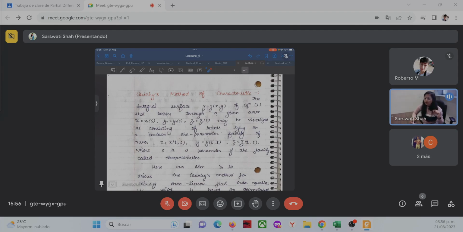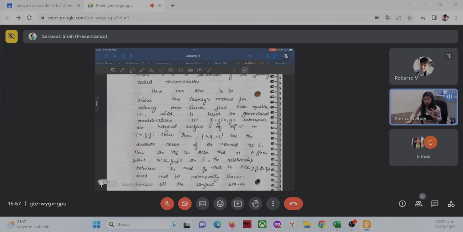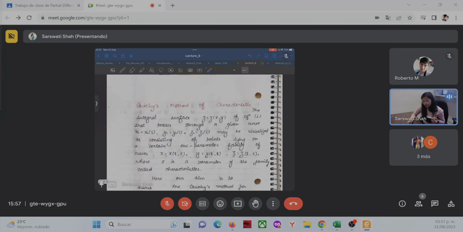So when we solve this curve using the initial condition, we got a one parameter family of curves depending on a parameter s, and this s is nothing but the characteristic. This is emanating a characteristic, and this t is nothing but the initial condition. So this was a gamma curve and this was the emanating one. So s was varying along this and t was varying along this. Hence our aim is to discuss the Cauchy method. The method of characteristics for the fully non-linear differential equation is known as the Cauchy method of characteristics.